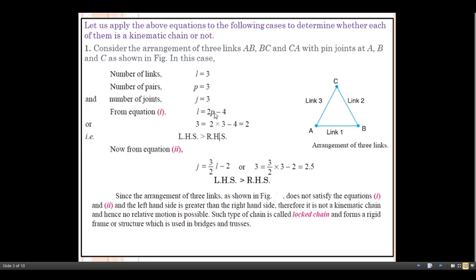Okay, what's about the number of pairs? Number of pairs with us is 3. So substitute the value of L for this one, and just solve this one. What do we get here? 3 equals 2. Not possible. In this case, the LHS becomes greater than the RHS.